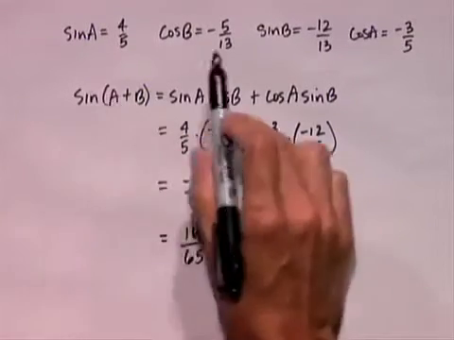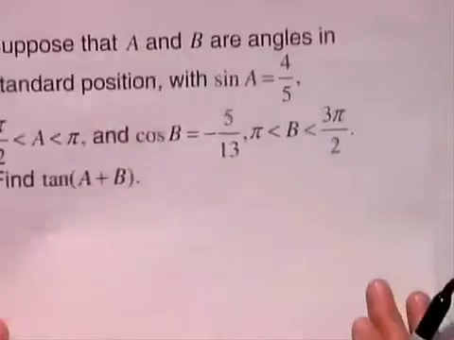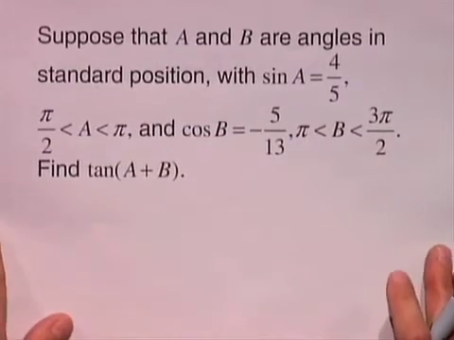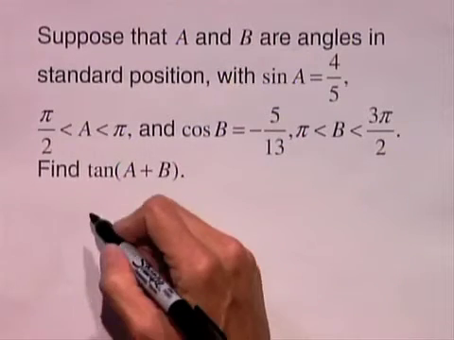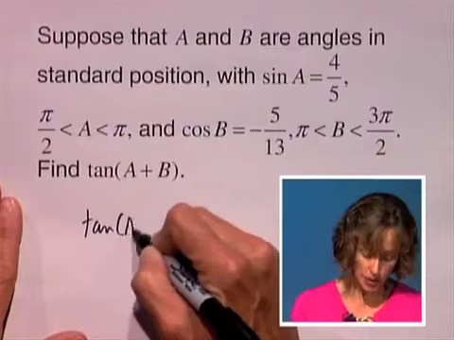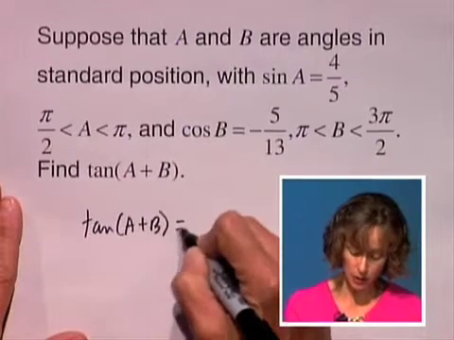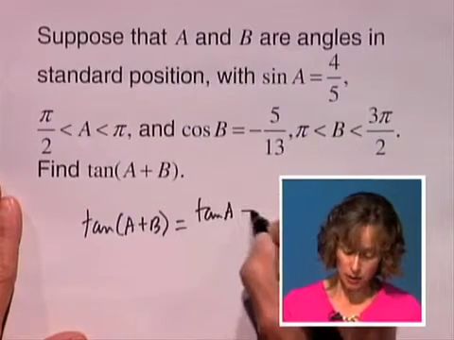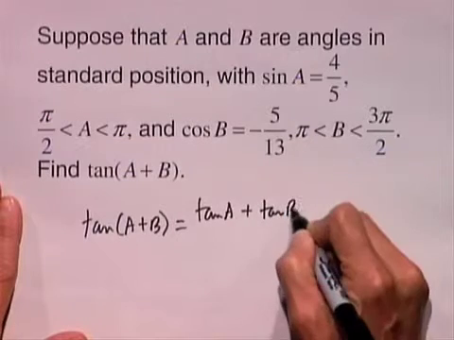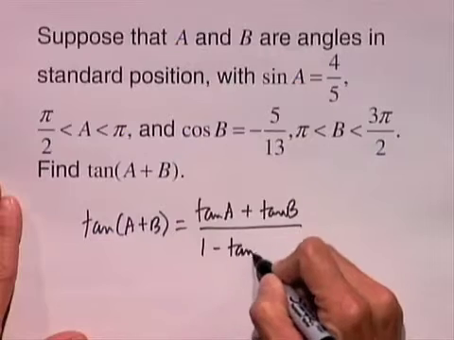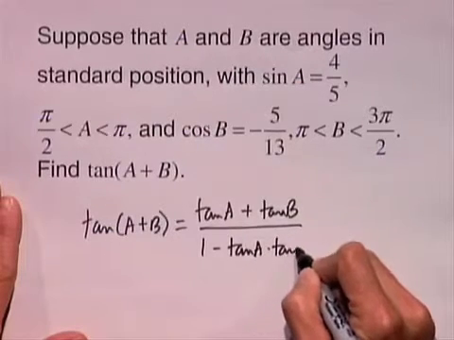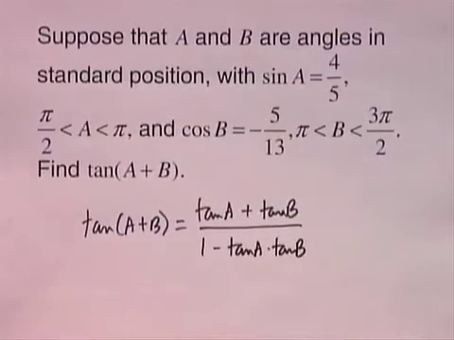Well, using the same values, I want to find the tangent of A plus B. Now the tangent sum identity, tangent A plus B, is tangent A plus tangent B over 1 minus tangent A times tangent B. But I don't have tangent A and tangent B at this point, so I need to find them.